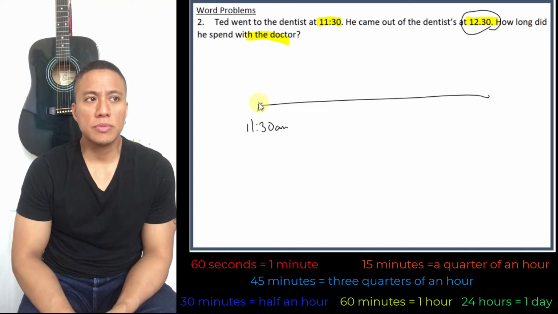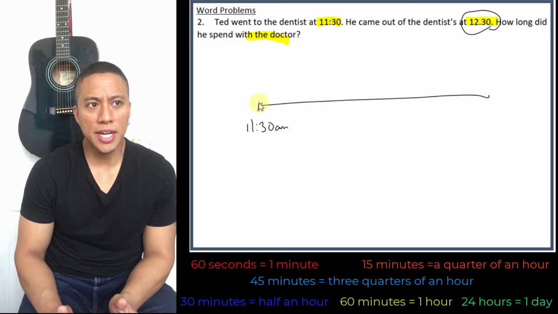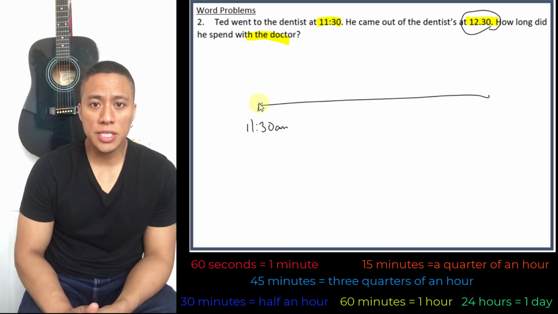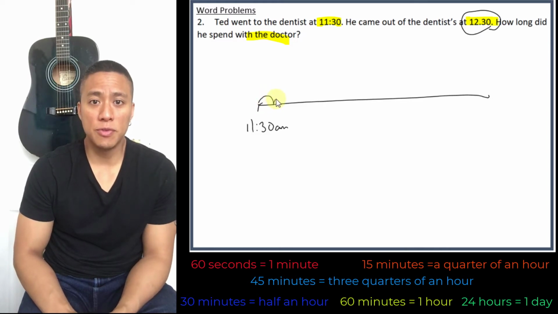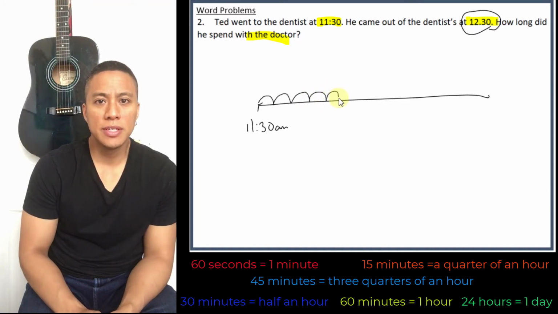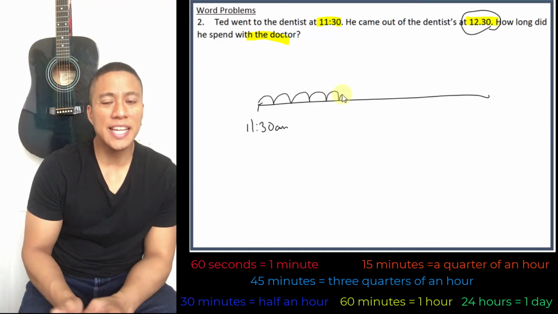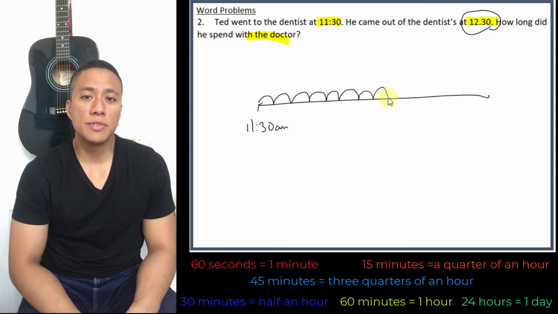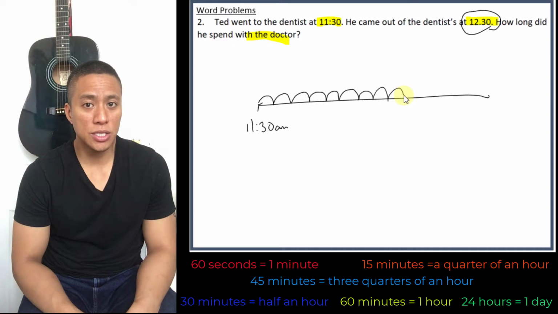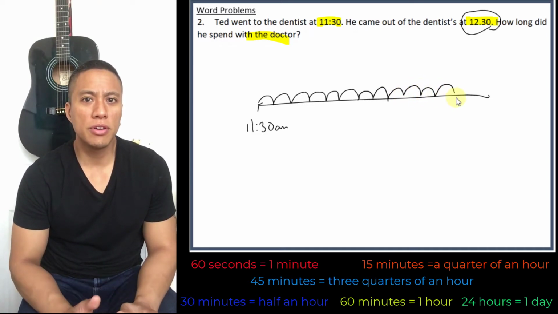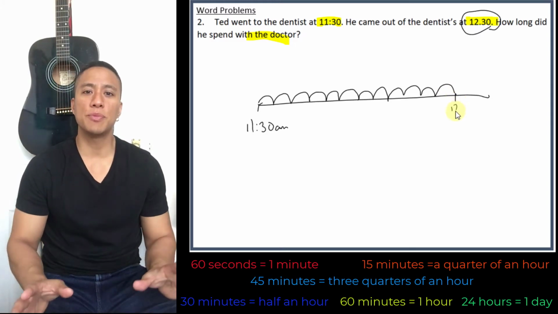Alright, so here we are. 11:30. Let's count in 5s until we get to 12:30. We need to stop at 12:30, okay? 11:30, 11:35, 11:40, 11:45, 11:50, 11:55. Here's the tough part. We don't say 11:60. It goes to 12. 12:05, 12:10, 12:15, 12:20, 12:25, 12:30. This is where we stop because this is the time we need.